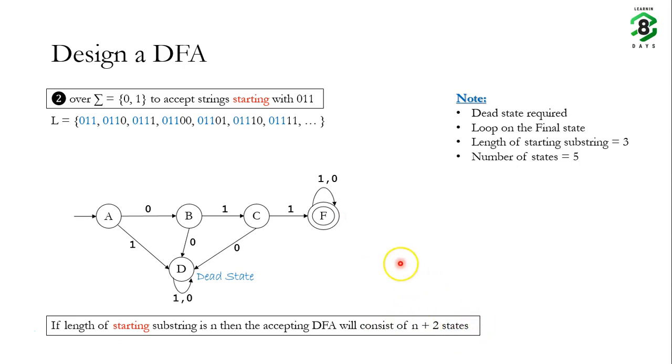If the length of the starting substring is n, then the accepting DFA will consist of n plus 2 states. So remember this. You can check whether your design is correct or incorrect by looking at your design. There should be a dead state and there should be a loop on the final state. These are the pointers to tell you whether your design is correct or not.